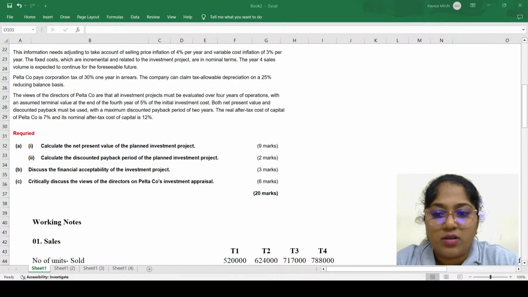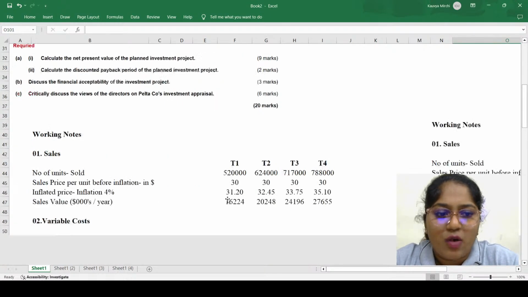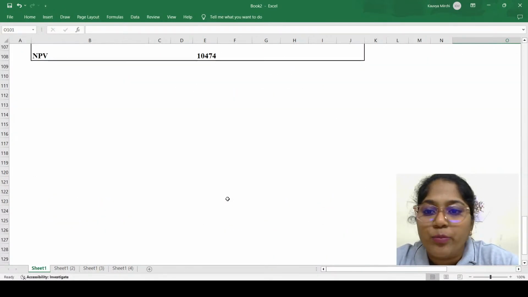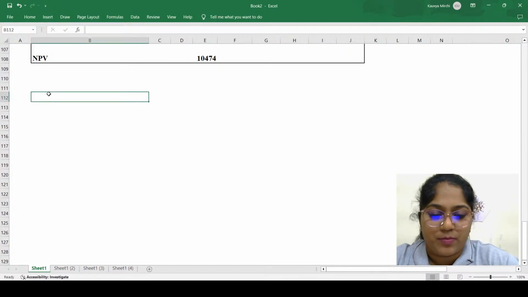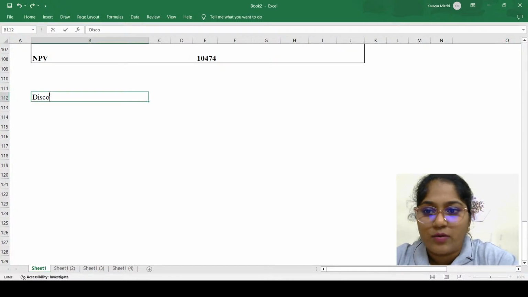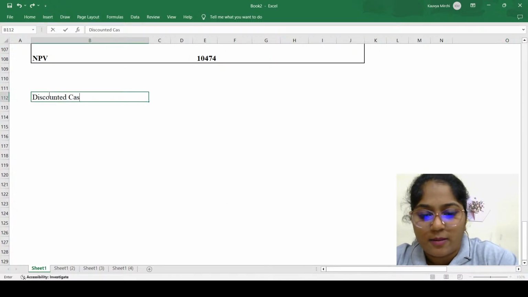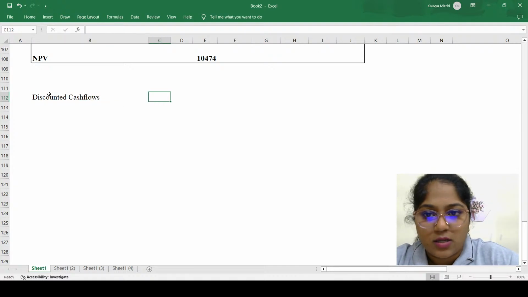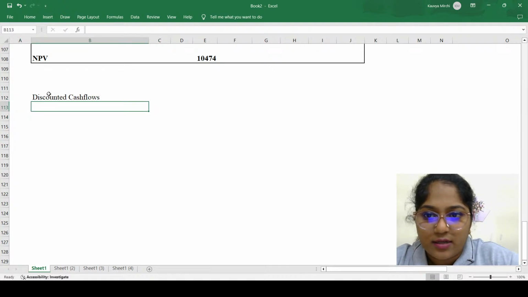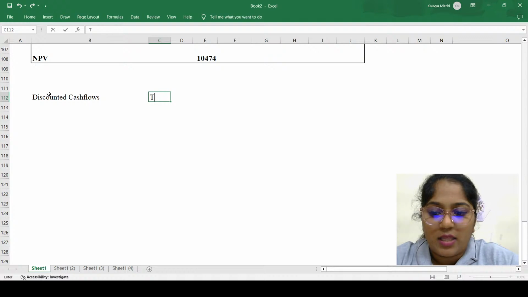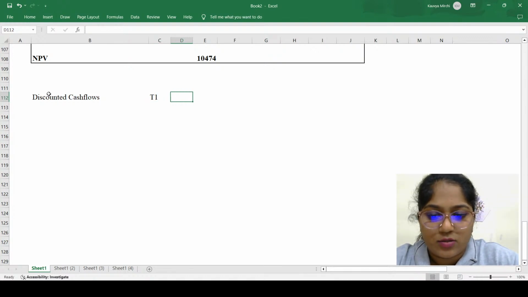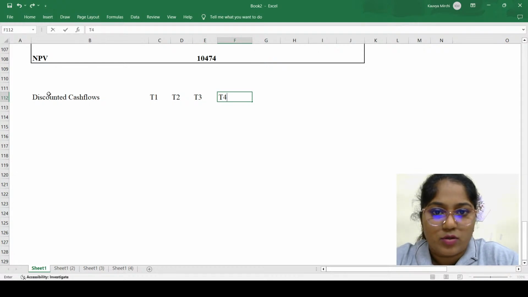So we have discounted cash flows. All we have to find out is the cumulative discounted cash flows. How do you find out? For that, you have to calculate cumulative discounted cash flows, people. So what is my discounted cash flow? I'm just going to write here T1, I'm going to get so much; T2 and T3, and then T4, I'm going to get so much; T5, I'm going to get XYZ.